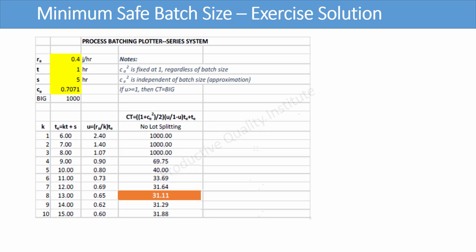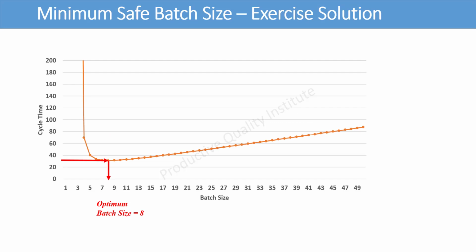In order to draw the process batching system, we will use Excel to calculate the CT against K. Then, we can find the K of minimum cycle time, which is the optimum batch size, which is equal to 8.